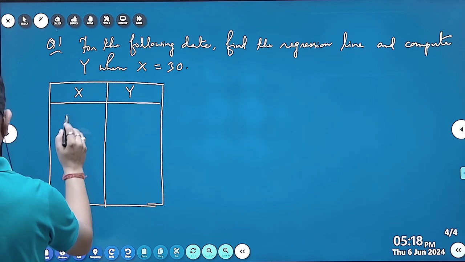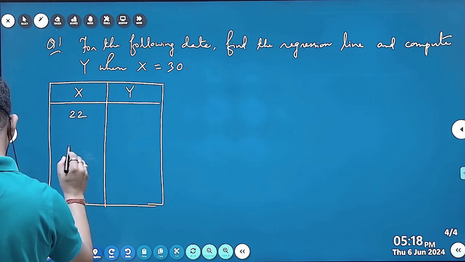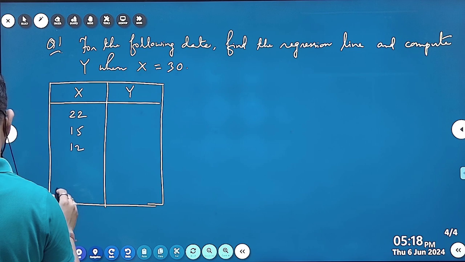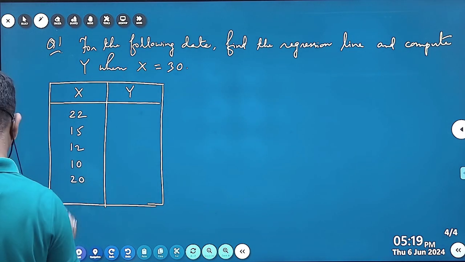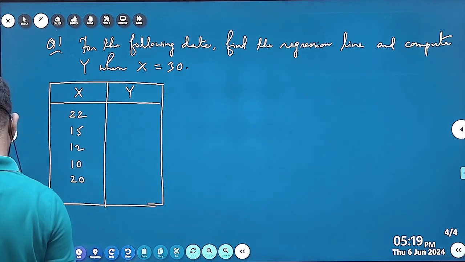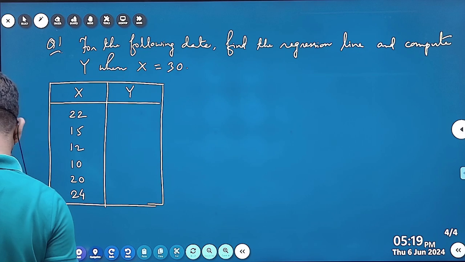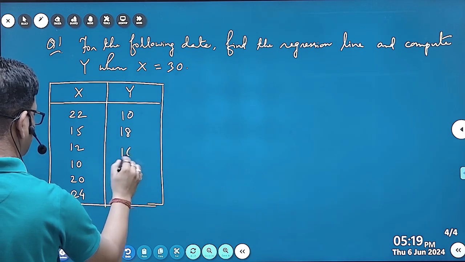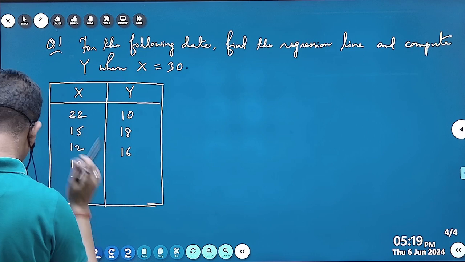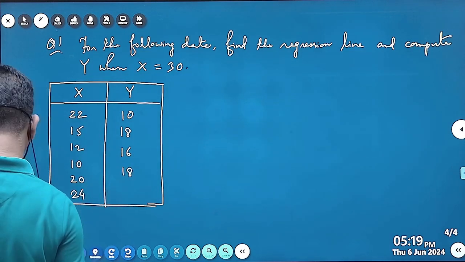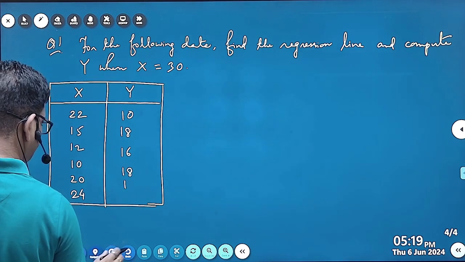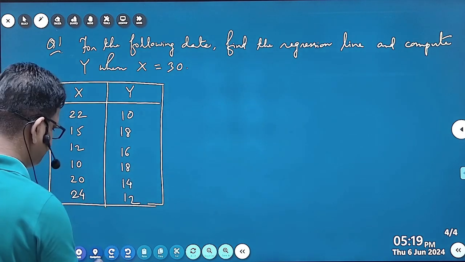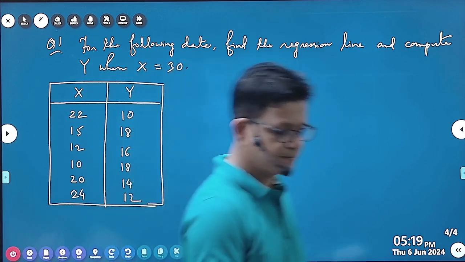x is 22, 15, 12, 10, 20, and suppose 24. Then y suppose 10, 18, 16, 18, 14 and 12. Can I start?